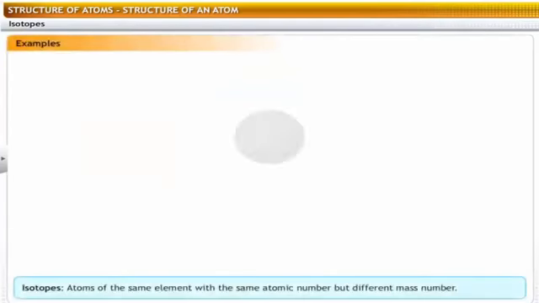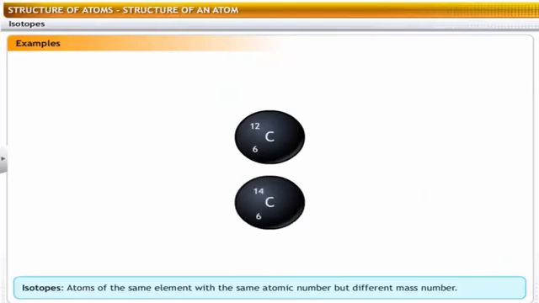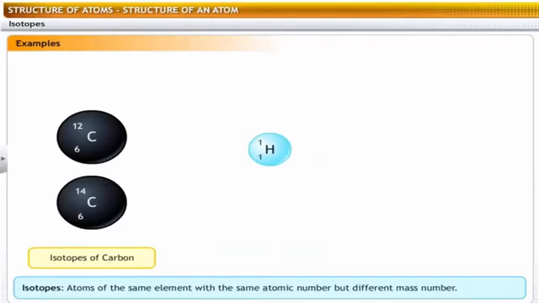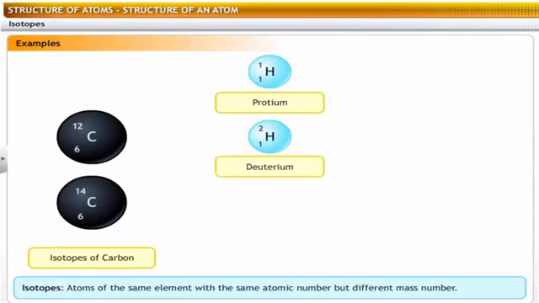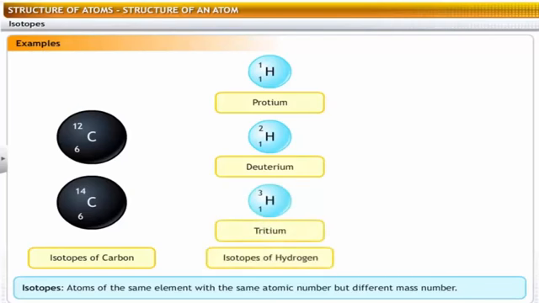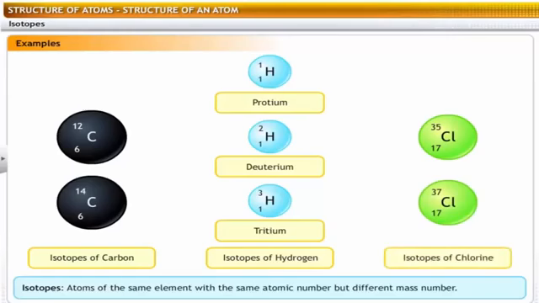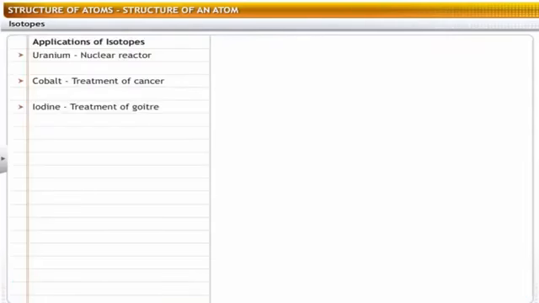For example, 12C6 and 14C6 are isotopes of carbon. 1H1 protium, 2H1 deuterium, and 3H1 tritium are isotopes of hydrogen. 35Cl17 and 37Cl17 are isotopes of chlorine. The chemical properties of all the isotopes of an element are the same. This is due to the presence of the same number of electrons.